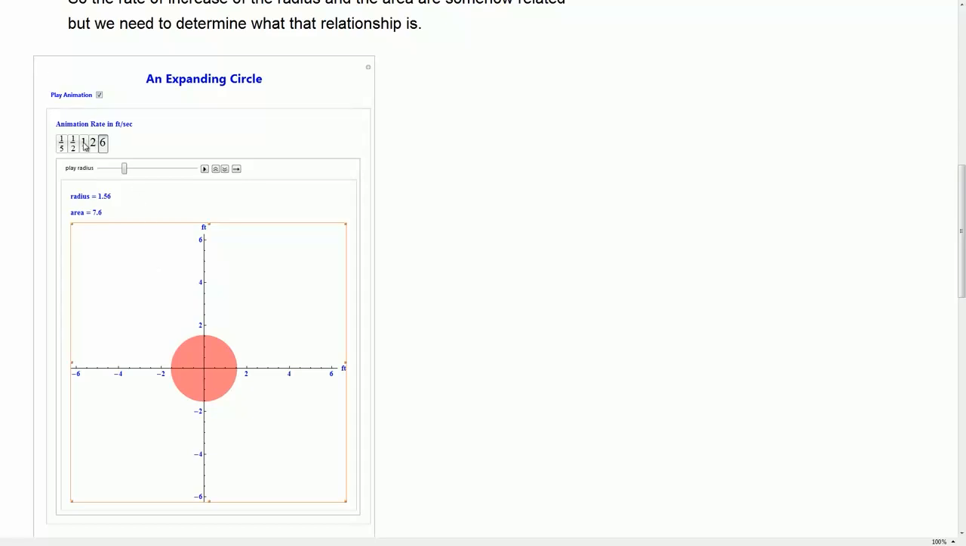But how about the area? How is the area and the radius connected? So I'm going to go back to 1 foot per second here. And notice that I'm going to pause this. Let's go backwards to about when our radius was 1 foot. Our area was about 3.08. When I go out to about 2 foot radius, my area is now 12.96.